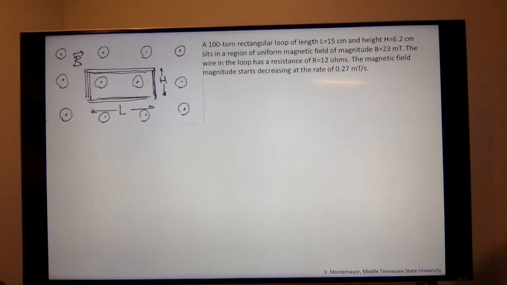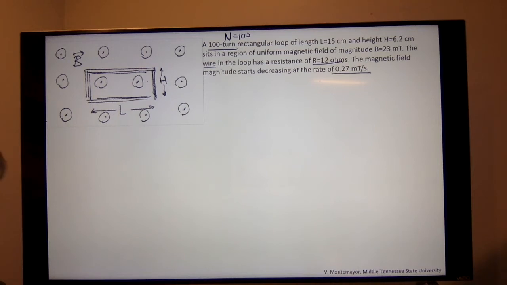So let's do this example. We have a 100 turn, or that just means that N is equal to 100, rectangular loop of length and height as given, and it sits in a region of uniform magnetic field of magnitude B is 23 millitesla. The wire has a certain resistance, and then it says that the magnetic field is going to start decreasing at this rate in millitesla per second. Millitesla per second. So let's see if we can find a few different things here.